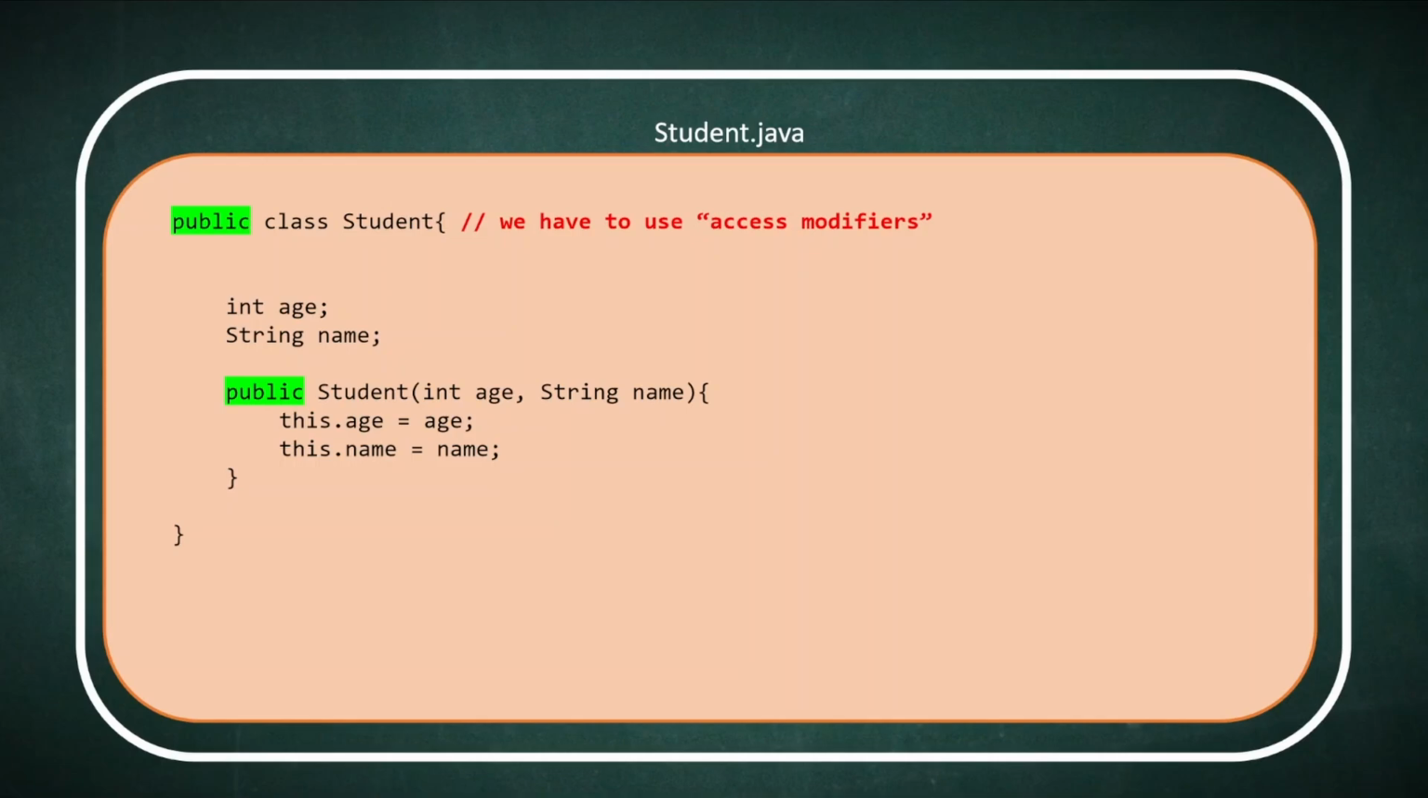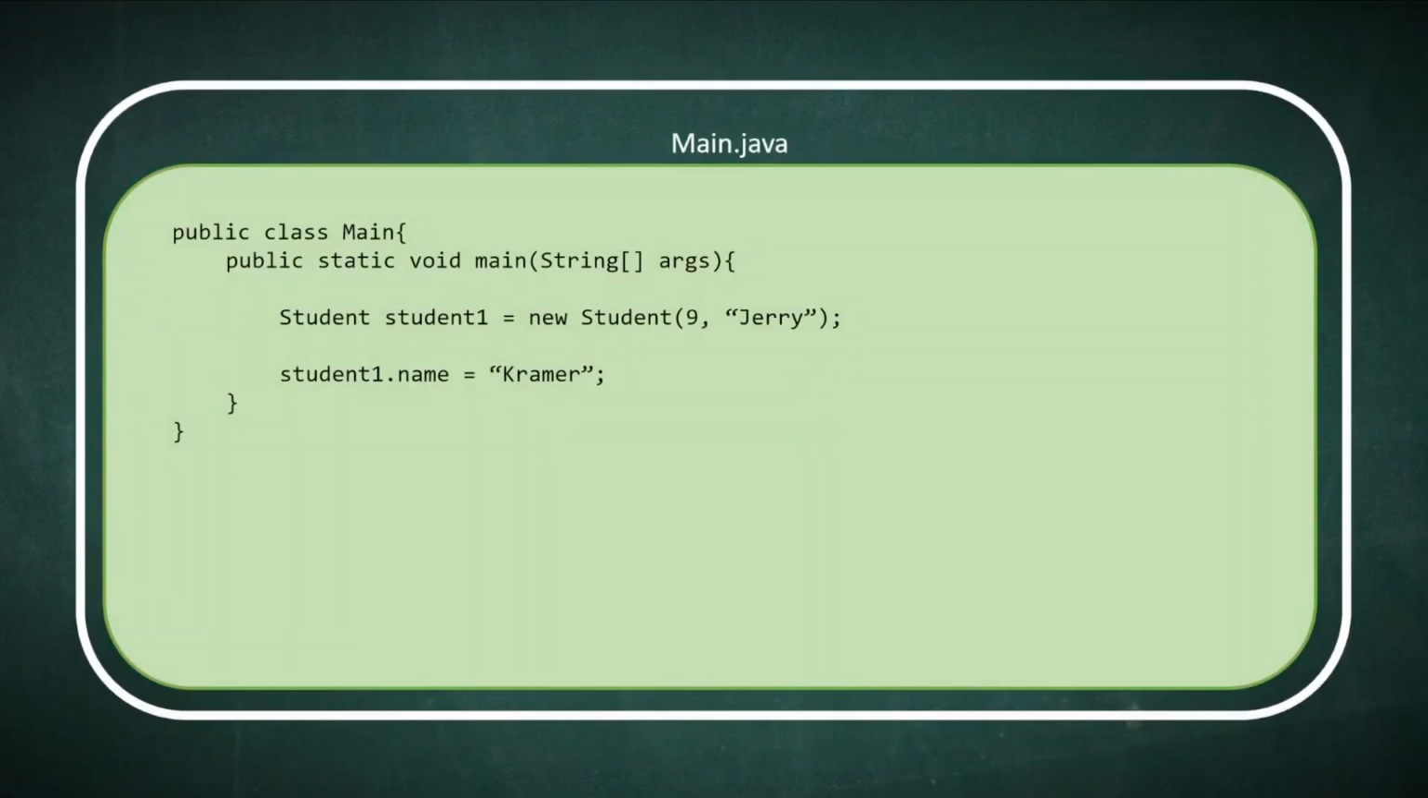But what about my fields? It's good practice to make the fields private. This is so that their information won't be changed by any random code in another file that uses student.java. So if we try to compile this file, we get an error on this line, because name is a private field. We can't change it with a dot operator.